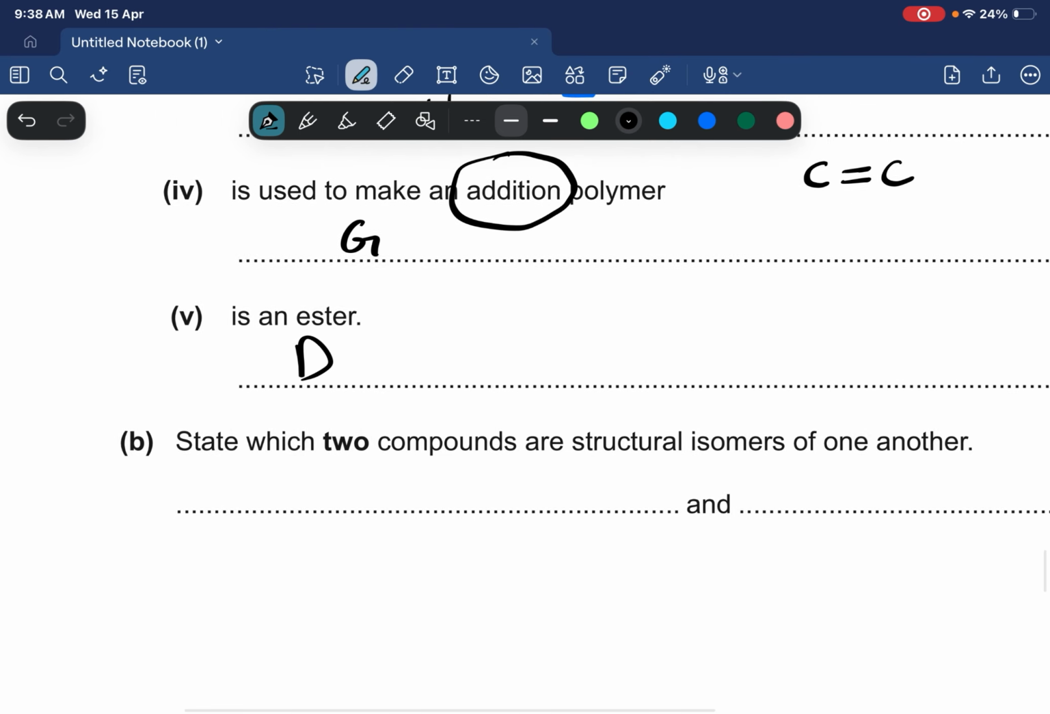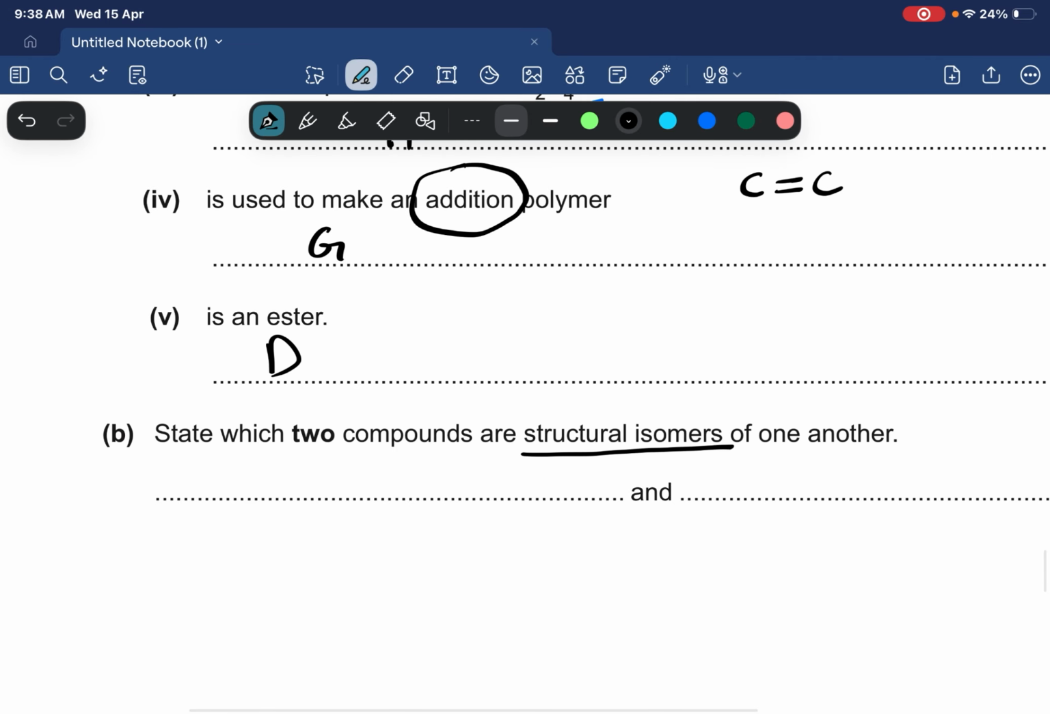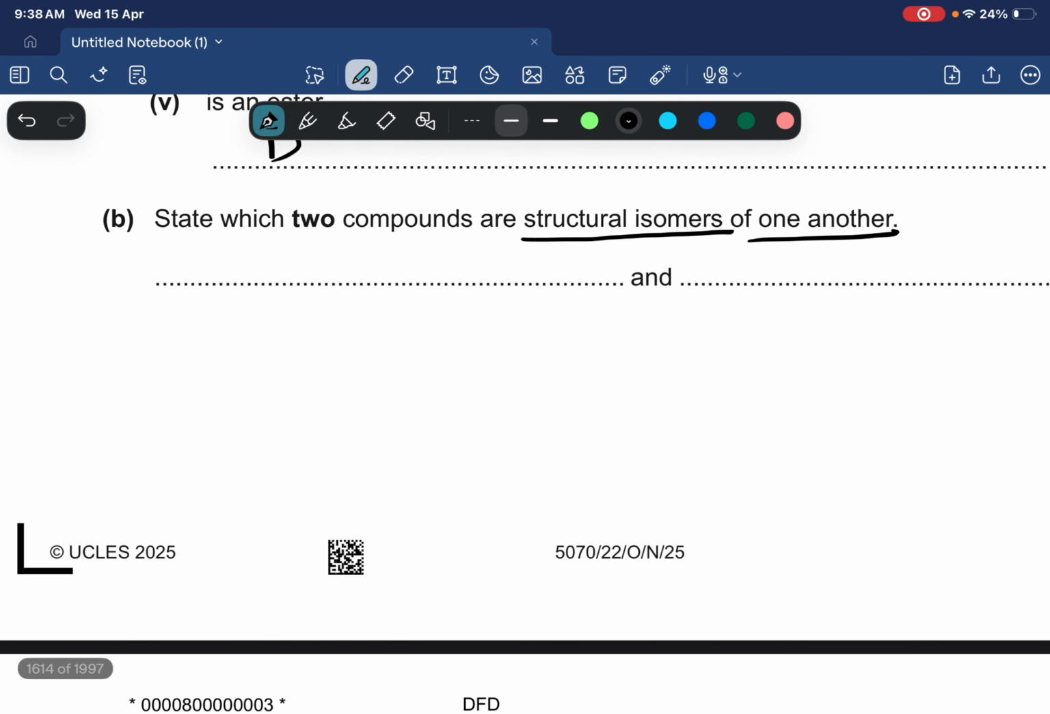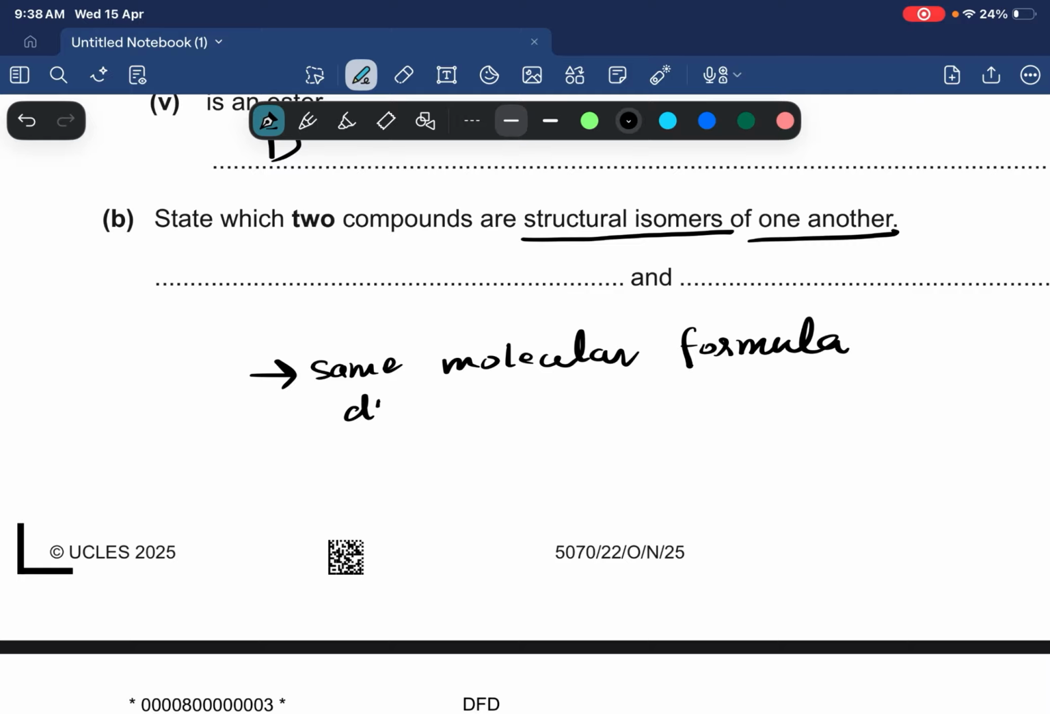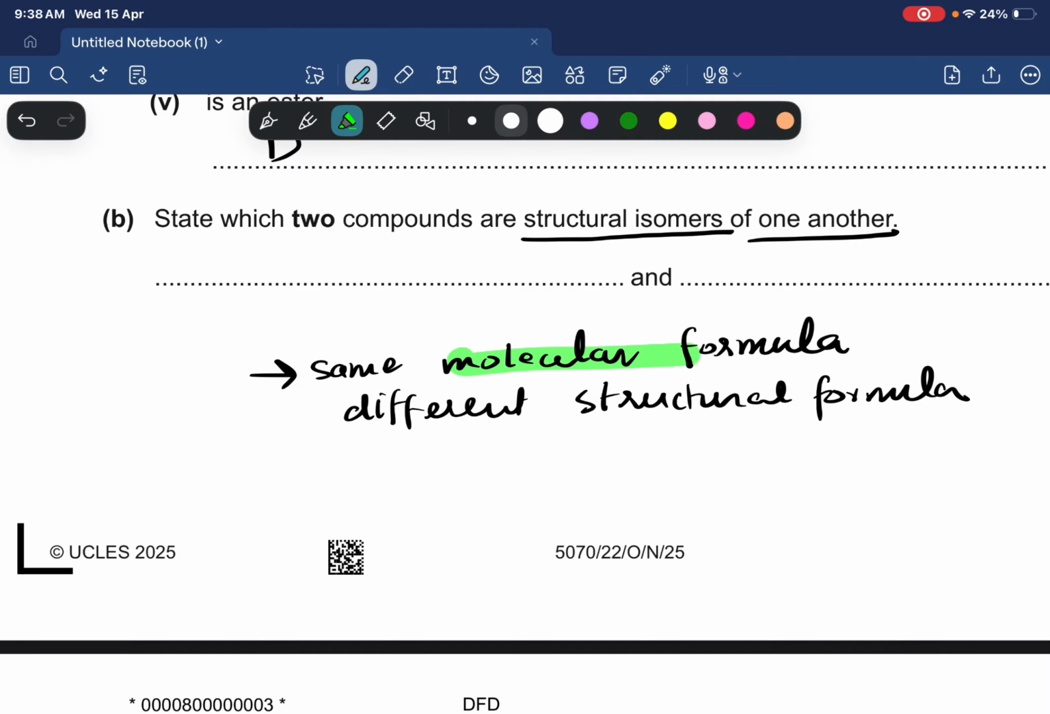State which two compounds are structural isomers of one another. What is the definition of structural isomer? What is a structural isomer? A structural isomer is anything that has the same molecular formula. This one might be a little trickier for you, but I explained it to you. Same molecular formula and you have different structural formula. So molecular formula should be same, but structural formula should be different.